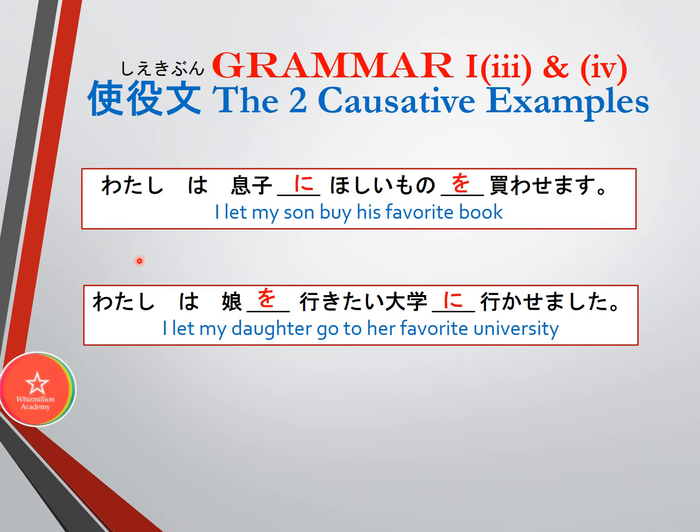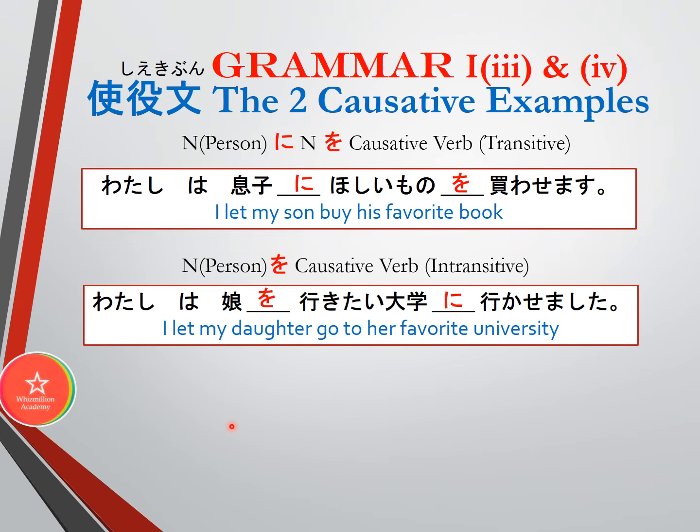Just remember these two sentences by heart. I think it's quite easy to remember because both of them have some similarity. I let my son buy his favorite book. I let my daughter go to her favorite university. Remember these two sentences by heart, and I'm pretty sure you can answer most of the questions related to causative verb form. So once again, the first sentence is the second type, while the second sentence is the first type.